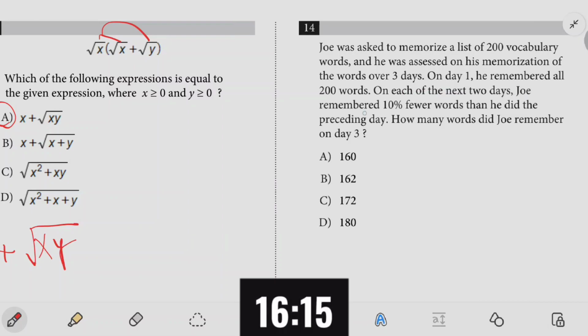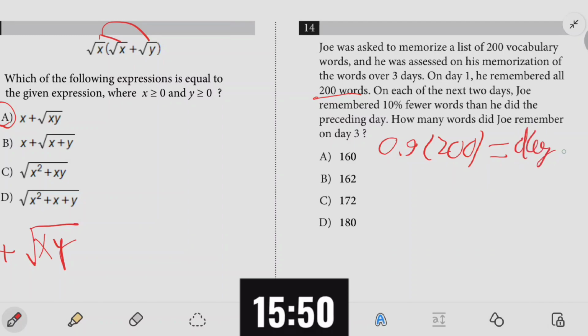On each of the next 2 days, Joey remembered 10% fewer words than he did the preceding day. Okay, so on day 2, he remembered 90% of those words. So 0.9 of 200 equals what he remembered on day 2. If that's the case, say 90 over 100 times 200. So he remembered 180 words on the second day.